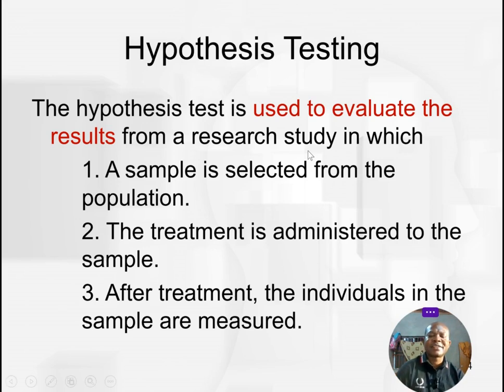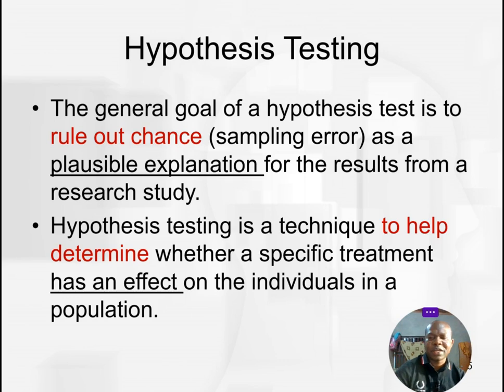Now, hypothesis testing is necessary to evaluate the result we obtain from a research. Usually, when we conduct a research, the usual thing we do is to take a sample from a population. In experimental study, you want to administer treatment to that particular sample. And after you have administered treatment to that sample, you now want to measure individuals to see the effect of that particular treatment you have administered. So essentially in hypothesis testing, we want to evaluate the result we get from that particular research.